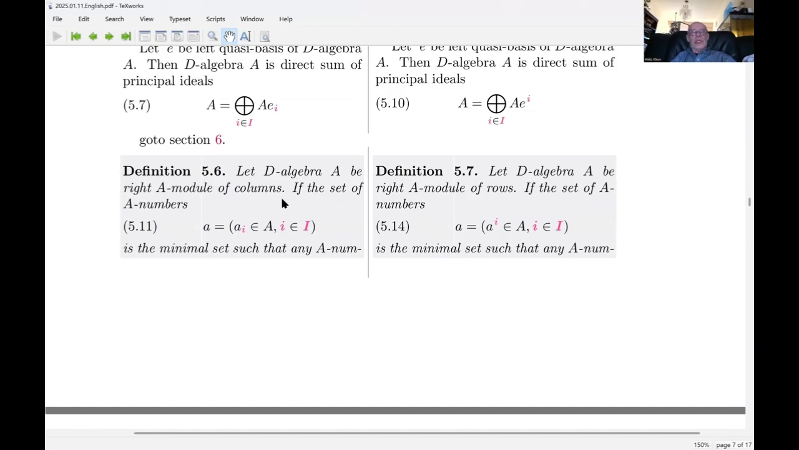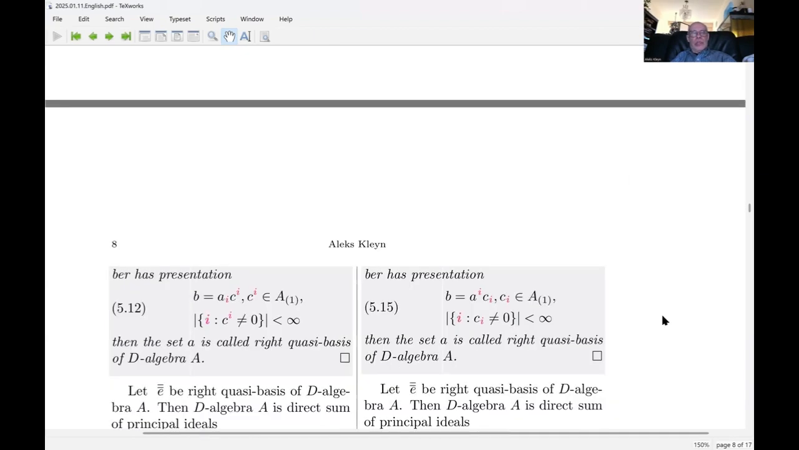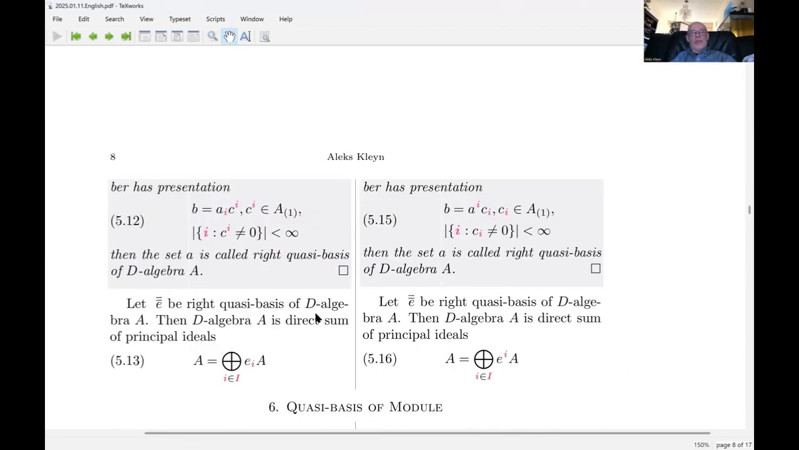Let the algebra A be a right A-model of columns. If the set of A-numbers (5.11) is the minimal set such that any A-number has presentation (5.12), where Ci belongs to the unital extension of algebra A, then the set E is called a right quasi-basis of the algebra A. Let E be a right quasi-basis of algebra A, then the algebra A is a direct sum of principal ideals (5.15).